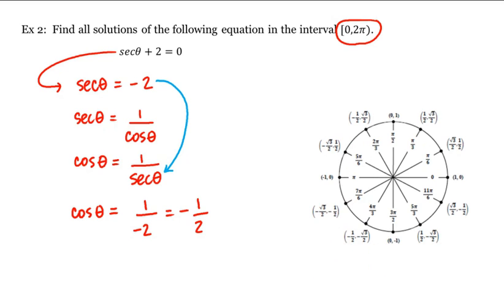Again, recalling our unit circle, and remembering that the cosine of theta is the x-coordinate of the point of intersection of the terminal side of the angle and the unit circle. We see that the x-coordinate of this point here in quadrant 2 is -1/2, which corresponds to the angle of 2 pi divided by 3. But also down here in quadrant 3, the x-coordinate of this point is also -1/2, which corresponds to the angle of 4 pi divided by 3. Therefore, our answer here would be theta is equal to 2 pi divided by 3, or 4 pi divided by 3.